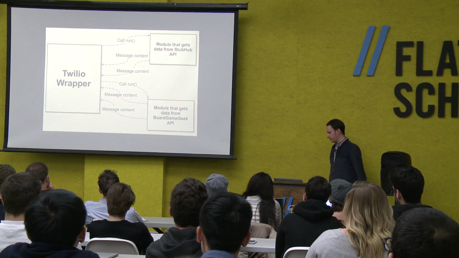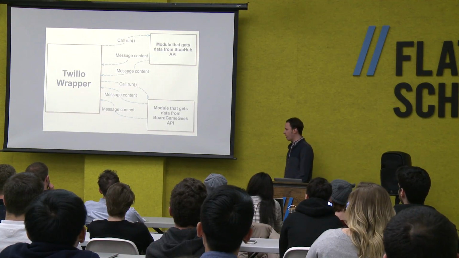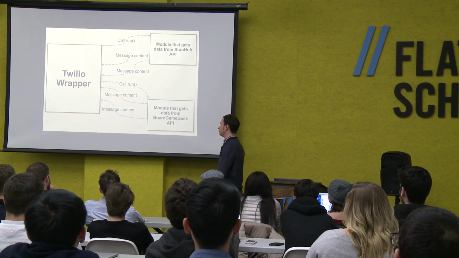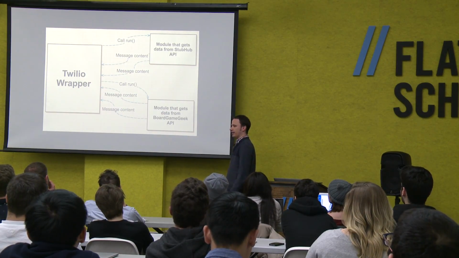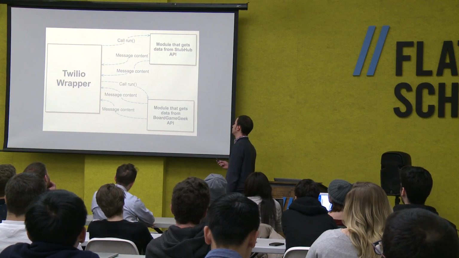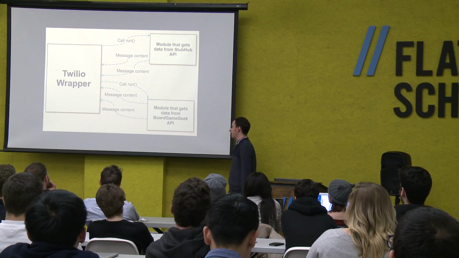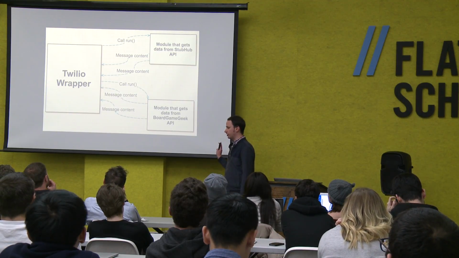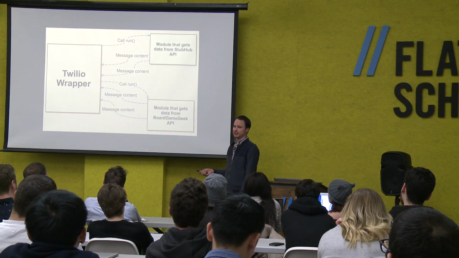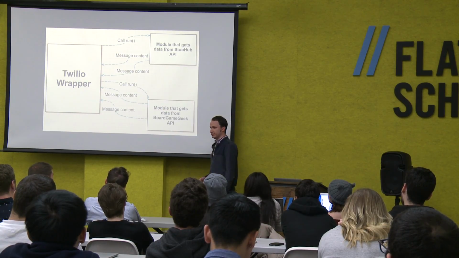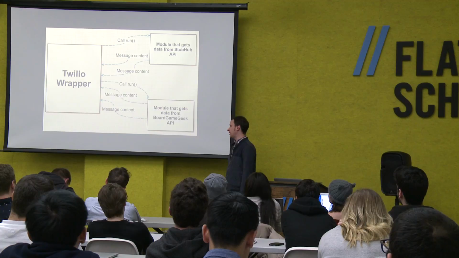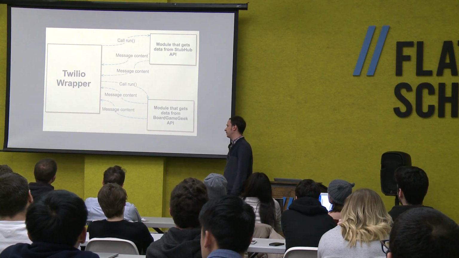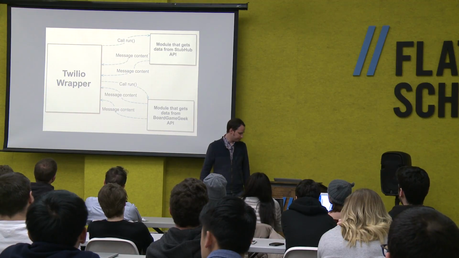This is just a little bit of a diagram of what we're going to do now. We have one application over here that knows how to do really two things. It knows how to call a run function on any set of modules. We only have two modules right now: one that calls the StubHub API and one that calls the Board Game Geek API. The Twilio wrapper knows how to call the run functions on those. It also knows how to send a text message. So when either of these modules is ready to send a text message, it calls a function in the Twilio wrapper, and then a text message goes out.